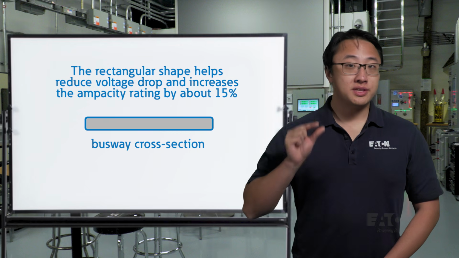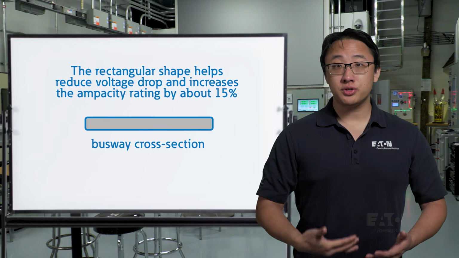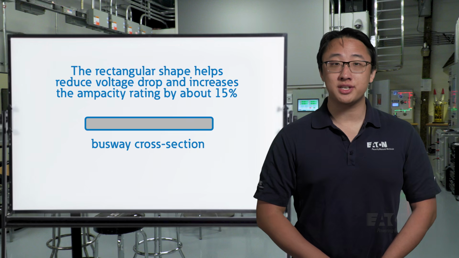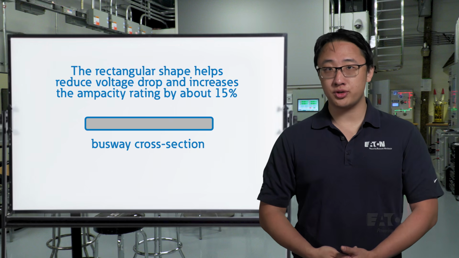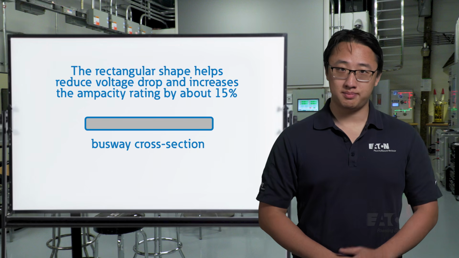So in short, this skinny rectangular shape both helps reduce voltage drop and increases ampacity rating by about 15% for the same amount of metal, making power distribution both more reliable and more efficient.